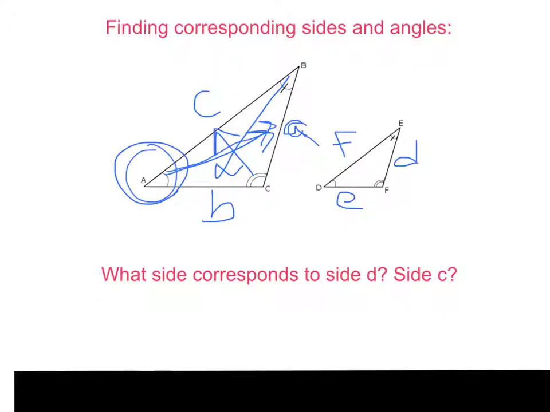What side corresponds to side d? Looking at this, side d and side a are in the same spot. Therefore, side a corresponds to side d. We already know that c is our longest side and so is f. Therefore, side f corresponds with side c.